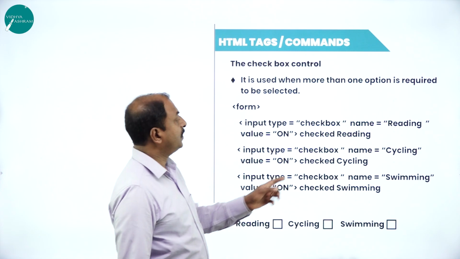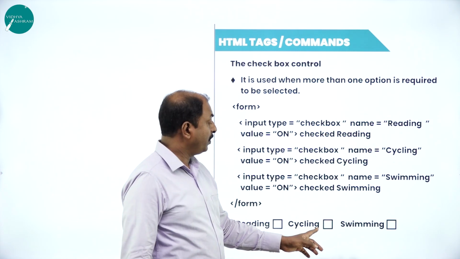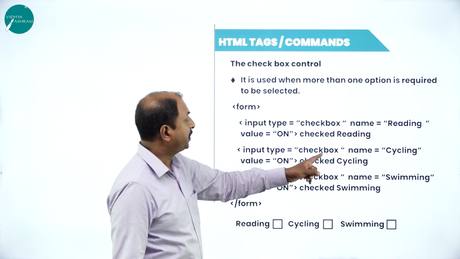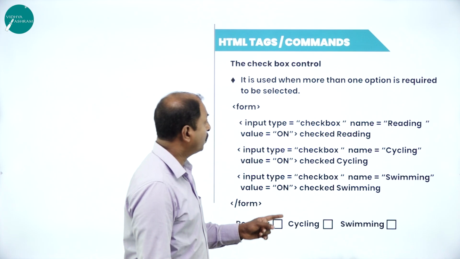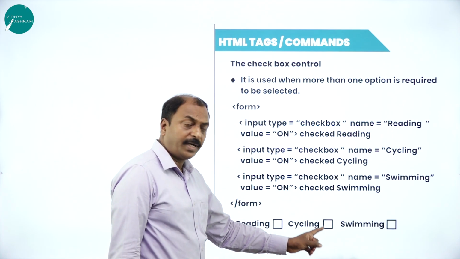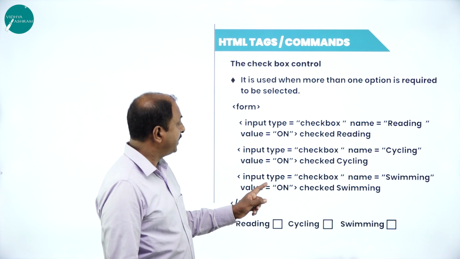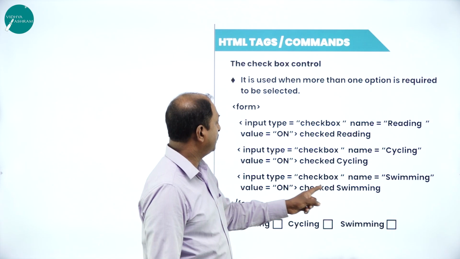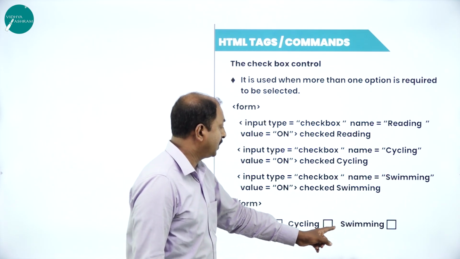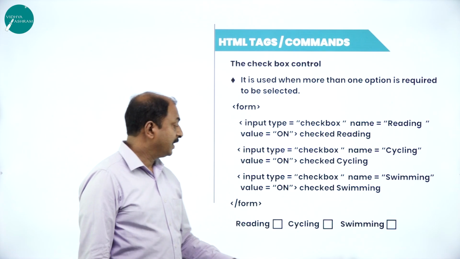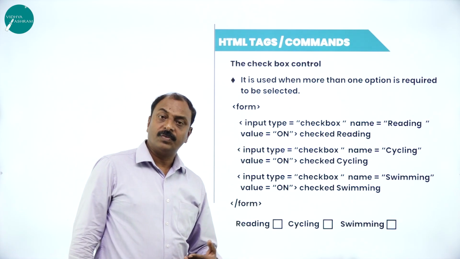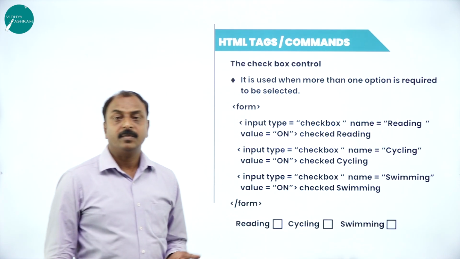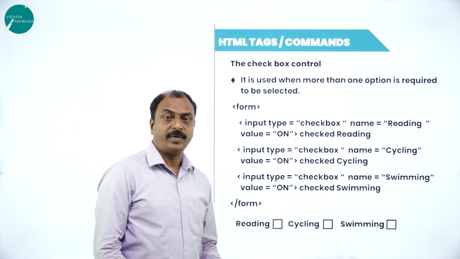Similarly, there is no BR tag, so the next checkbox will appear on the same line. Here input type equal to checkbox, name equal to cycling. So one box is defined with the value cycling, and similarly the next one, the third checkbox, has the value swimming. This is the syntax and definition of a checkbox, where the user has an option for selecting any number of options or all the options available.